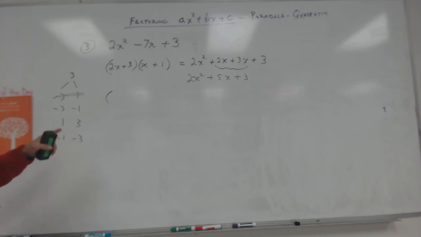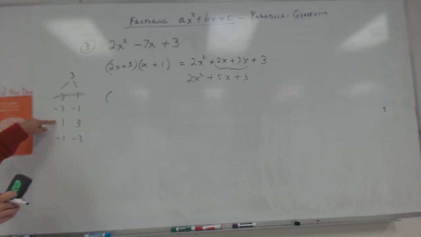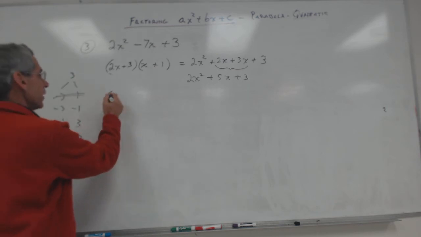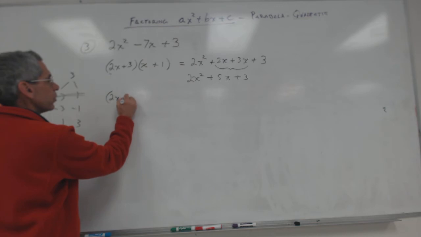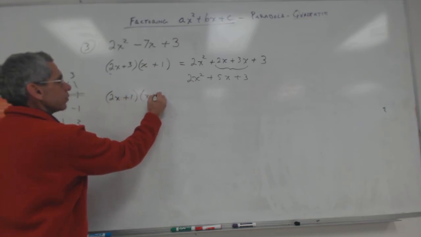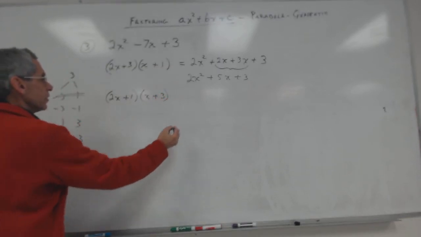Looking at one, you can eliminate 1 and 3. Can we eliminate this one? Yes. Why? Because it's like the same thing as just reverse. Because it's the same thing as position. Well, not necessarily. Or no, position. 2x plus 1 times x plus 3. Let's just try it. Let's see what we get.